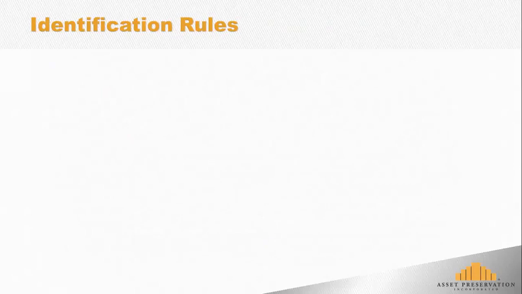Frequently asked questions. The 1031 exchange identification rules. In this segment, we're going to review the ways that a taxpayer can identify property in a delayed exchange. And there really are three different rules that a taxpayer can take advantage of, three different ways to identify property.